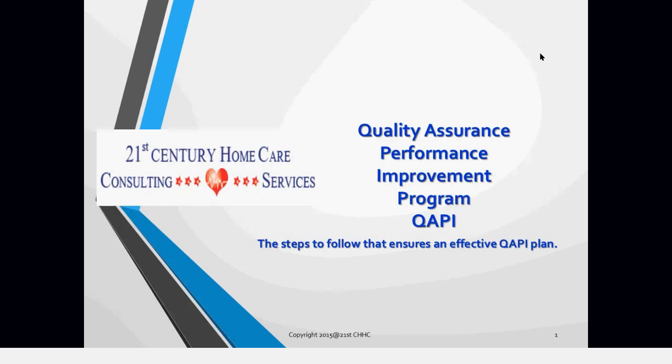I'm going to speak about the Quality Assurance Performance Improvement Program, also known as a QAPI. We're going to go through the steps today that you're going to need to follow to make sure you've got an effective QAPI plan, that you've implemented it, and that when you have your survey, you can demonstrate that you are able to have a functioning QAPI program that meets the standards and the requirements.